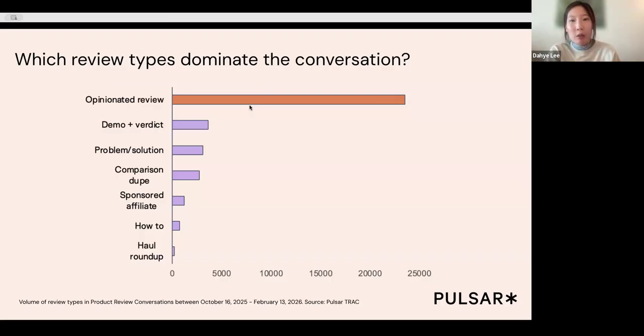Of course, there is a solid second tier of formats, like demo plus verdicts, problem solutions, or dupe content. But the key insight here is that what works is highly sector dependent. Opinionated reviews absolutely dominated in food, while beauty is driven by different types of reviews, including how-tos, hauls, and the dupes, which I'm going to show you later. Which means the review format has to organically match the sector.